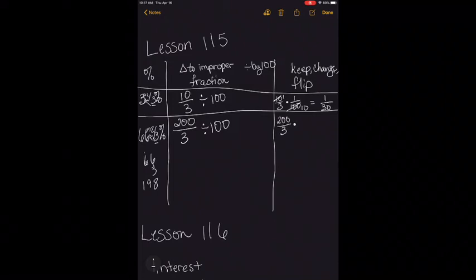Now we keep, change, flip. Keep the 200 over 3. Change to multiplication. Flip the 100. And now we can cross cancel. 100 becomes 1. 200 becomes 2. And we find that it is 2/3, which in theory you have memorized, but practicing it like this is not a bad idea.